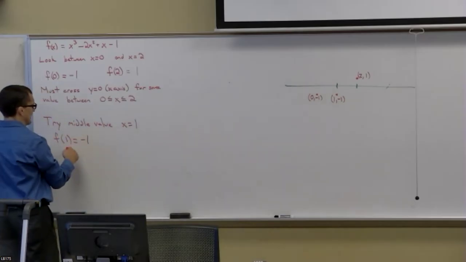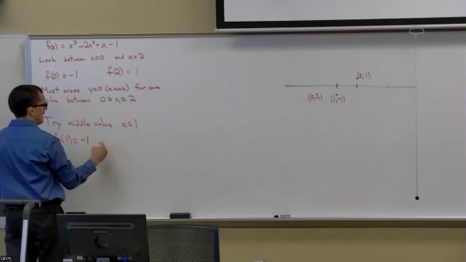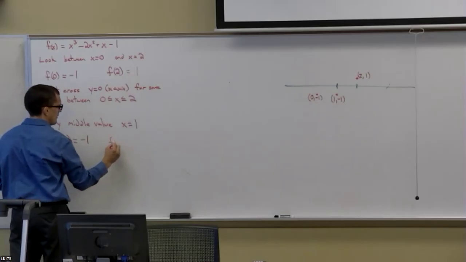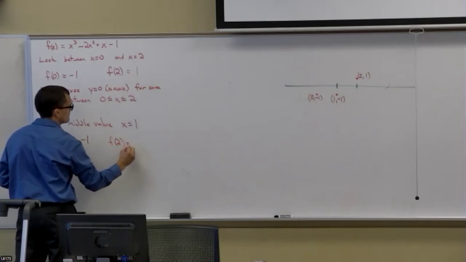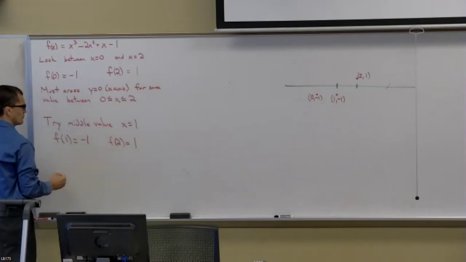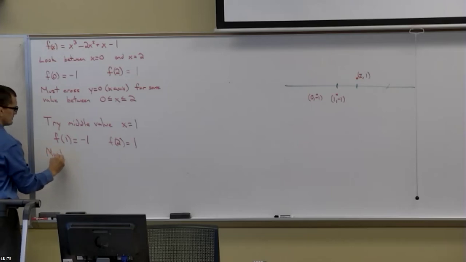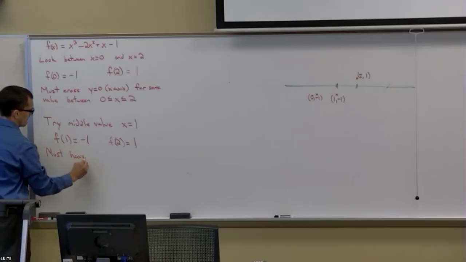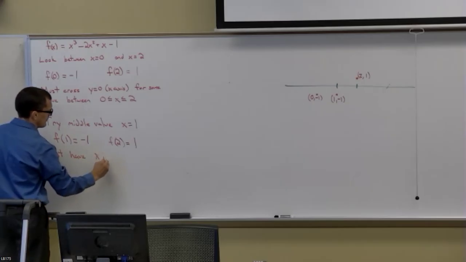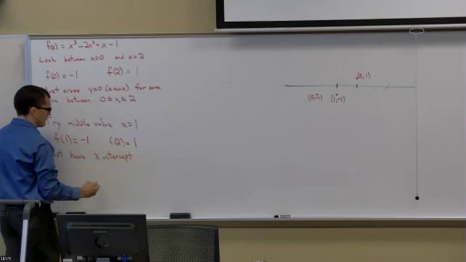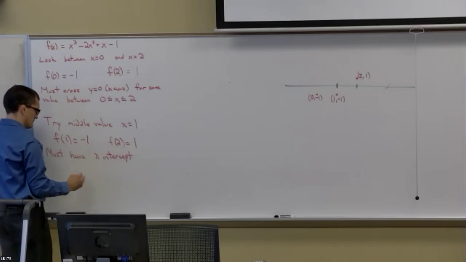So we tried the middle value of x equals 1. It gave us a negative, so I'll use the positive output from the previous example. We still know that f of 2 is 1 from the previous example. So we must have an x-intercept with x value between 1 and 2.